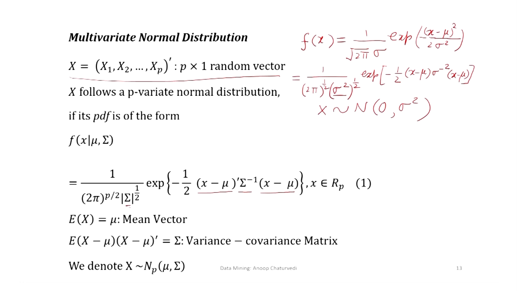Now, notice that this quantity is always greater than or equal to 0, because sigma is a positive definite matrix. So, sigma inverse is also a positive definite matrix. So, this quadratic form is always greater than or equal to 0. And in fact, it is always greater than 0 unless x is equal to mu. And I am not going to prove this result here.